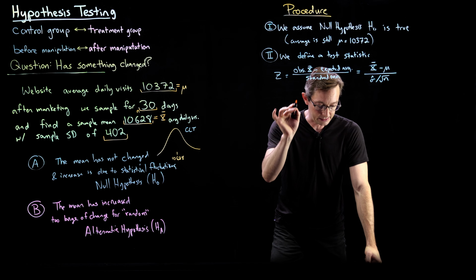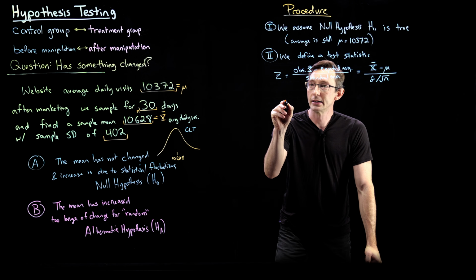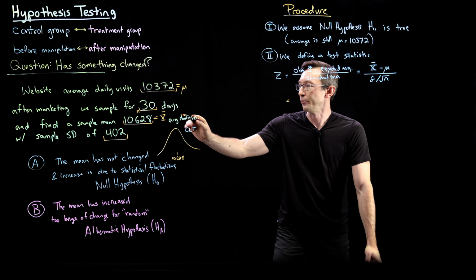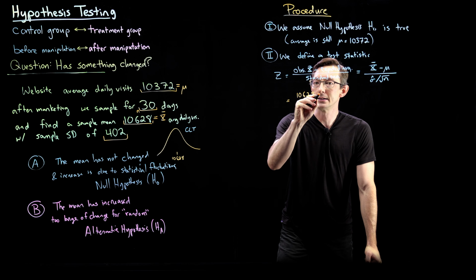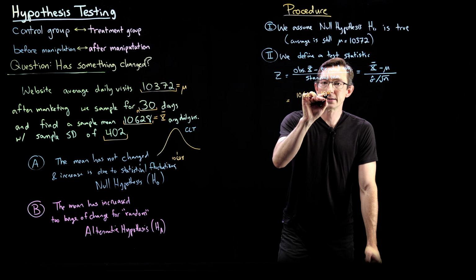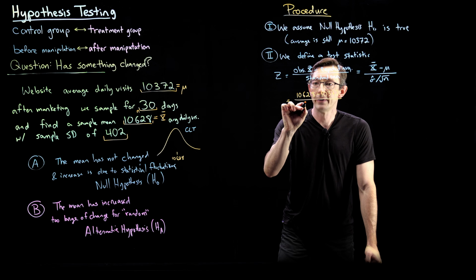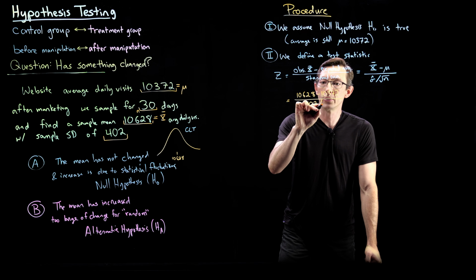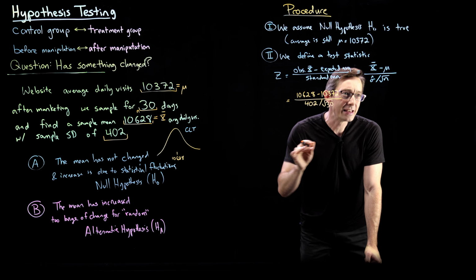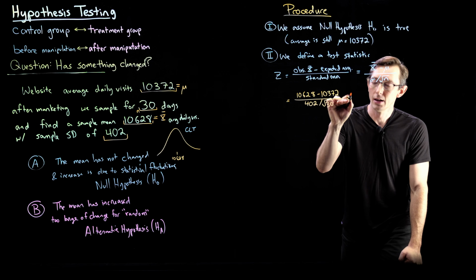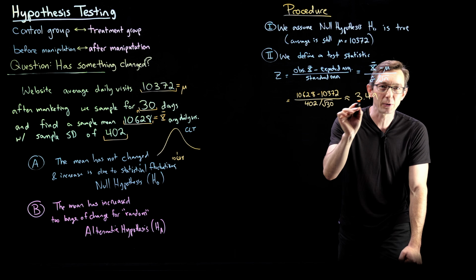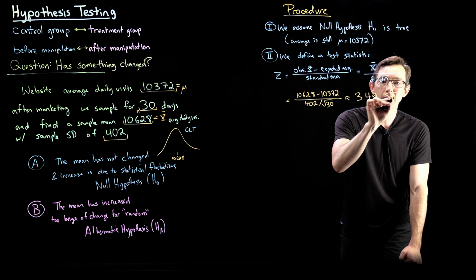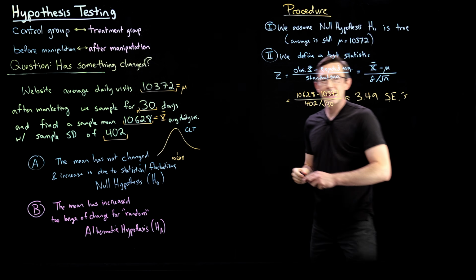Okay, and so maybe I'll actually just put in some numbers here. So this z is going to be equal to 10,628 minus 10,372 divided by 402 over root 30. And this is approximately equal to 3.49. And we say 3.49 standard errors because that gives us some context.